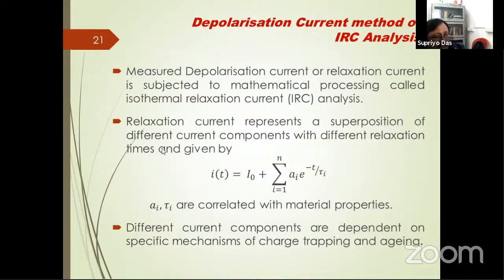Different current components are dependent on specific mechanisms of charge trapping and aging. So based on those components, we can analyze, as already said, whether charge is trapped or not, whether aging has occurred or not. These things we can identify.